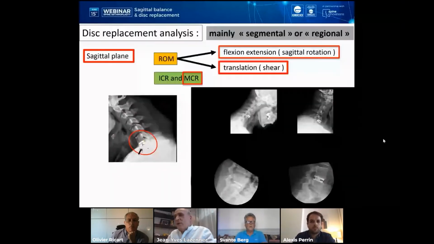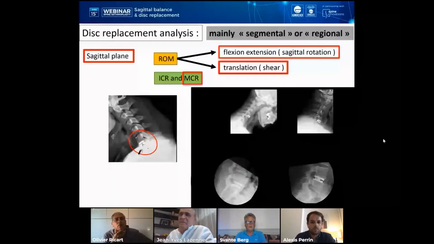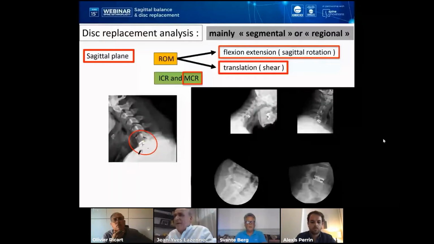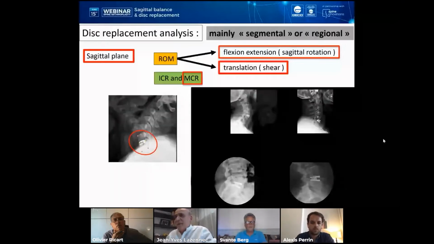Until now, we see a lot of patients, mainly with CT scan or MRI, as the main tools to decide about a disc replacement. I am not convinced it is a good thing because we need to have a local, a segmental analysis of the implant, but also a global analysis of the implant.